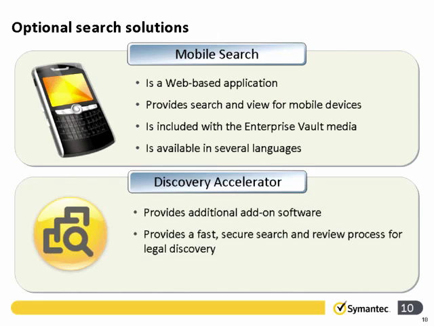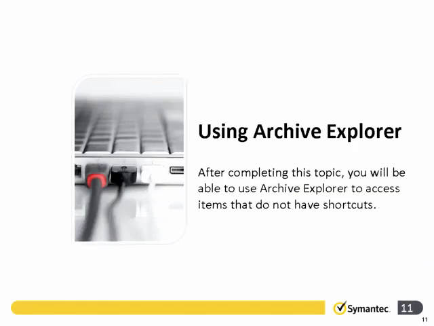Also, we have Discovery Accelerator. This is an add-on piece of software to Enterprise Vault. It gives you a fast and secure mechanism for providing electronic discovery, for providing searches, and also to be able to analyze that information that has been found in the search, as well as exporting or producing that information for a legal evidence environment. So let's start off with the Archive Explorer, looking at that tool first.